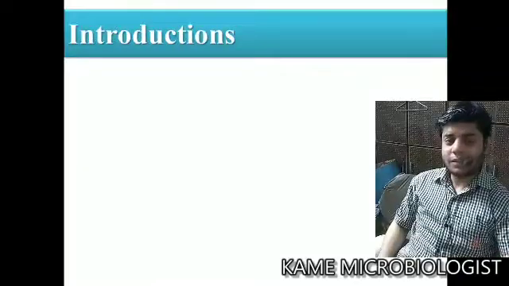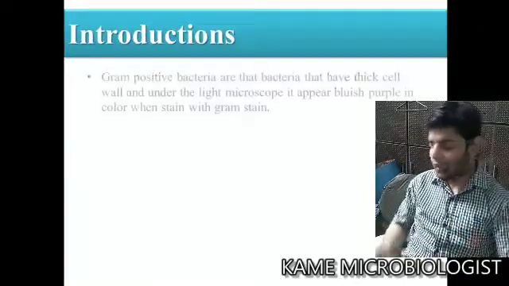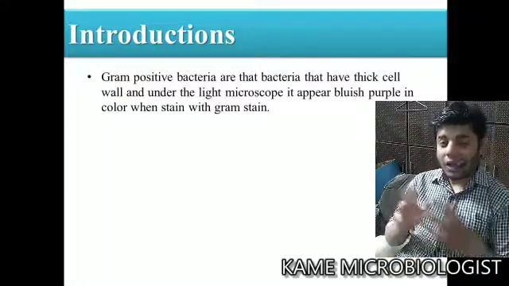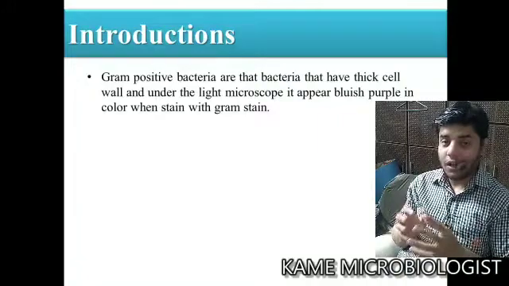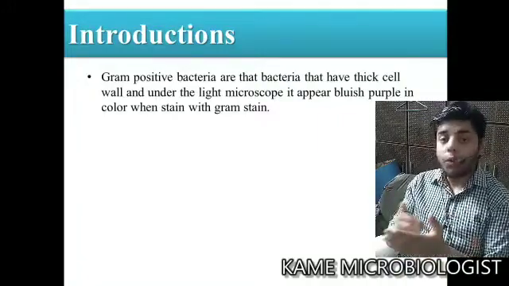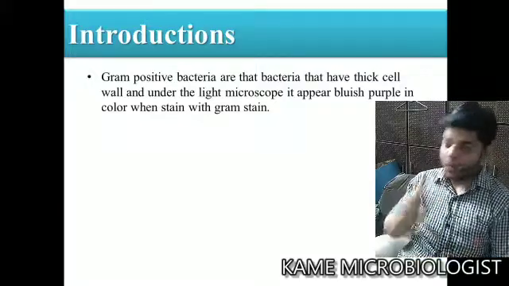Then let's explain the difference between gram-positive and gram-negative bacteria by their definitions. First of all, what is gram-positive bacteria? Gram-positive bacteria are bacteria which have a thick cell wall, and under the light microscope they appear bluish purple in color when we stain them with a gram stain.